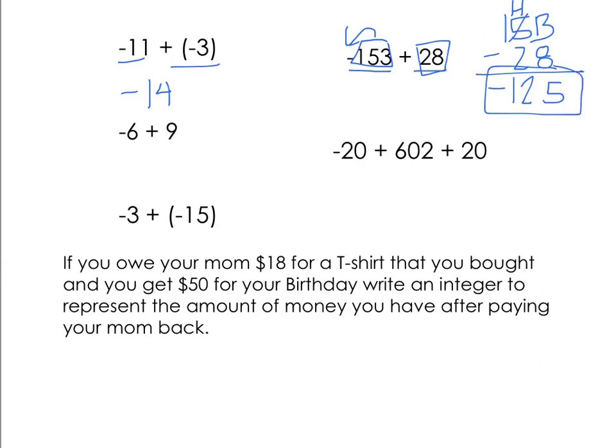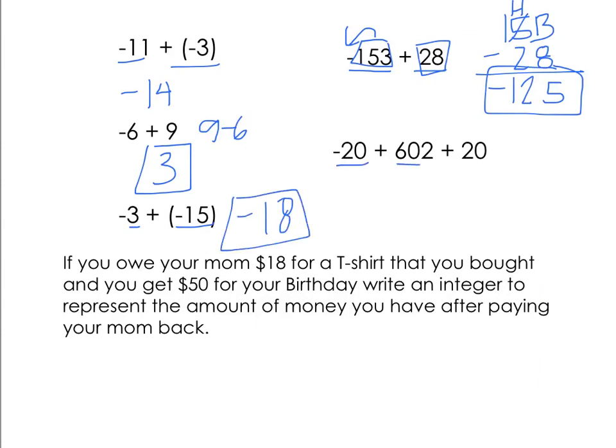Negative 6 plus positive 9, again, they're different, so I'm going to subtract 9 minus 6, and I get 3. Keep the sign of the bigger number. 9 is bigger, so it's going to be positive 3. Here I have a negative 3 plus a negative 15. They're the same sign, so I'm going to add them and keep the sign. I have 3 numbers here. I'm just going to do these 2 numbers first and then add 20 to my answer.